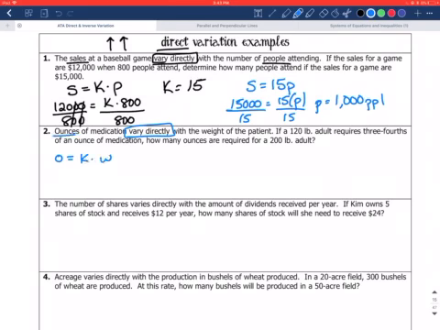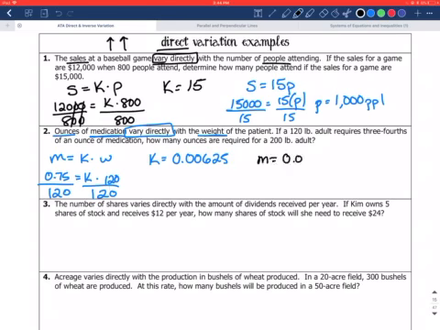So ounces of medication, we'll just call that O, varies directly with the weight of the patient. So better yet, let's change that to medication. O could be confused with a 0. So medication varies directly with the weight. So a 120-pound adult requires 3/4 of an ounce of medication. So I'm going to leave that as 0.75. We would divide by 120, and that will leave me with 0.00625, if I'm not mistaken. 2 zeros, yep, good. So then we take that and we plug it back in to our original equation.